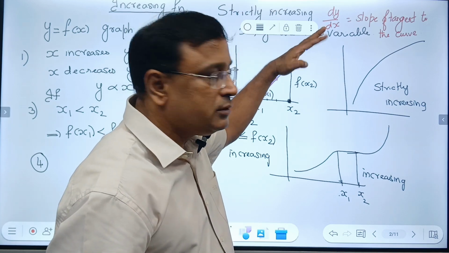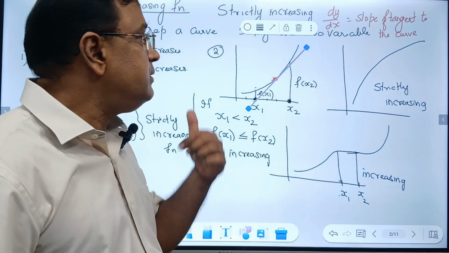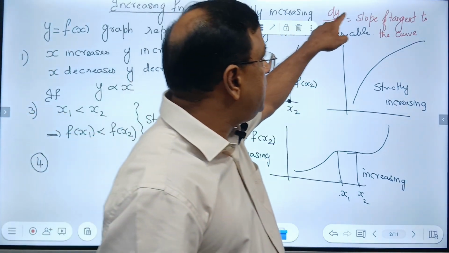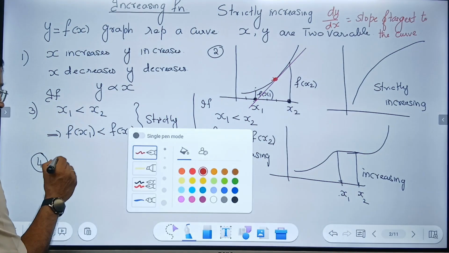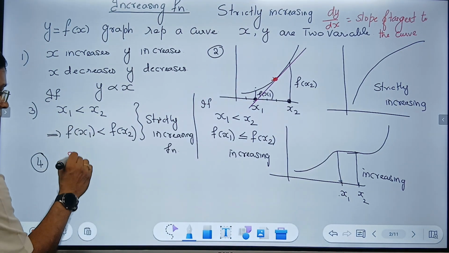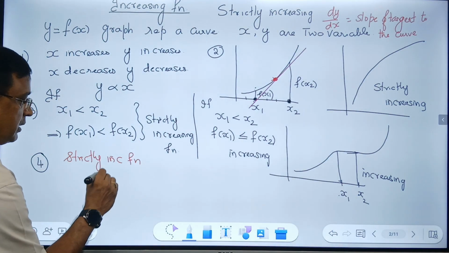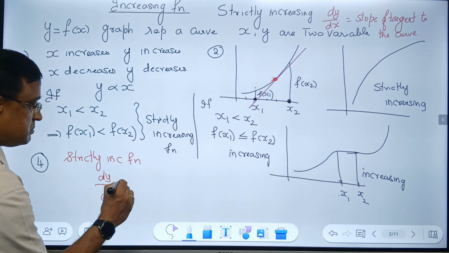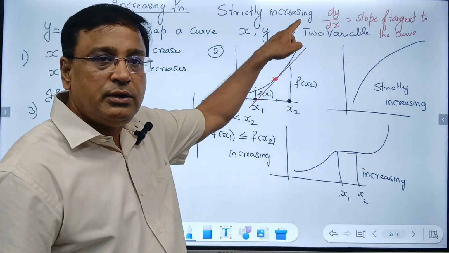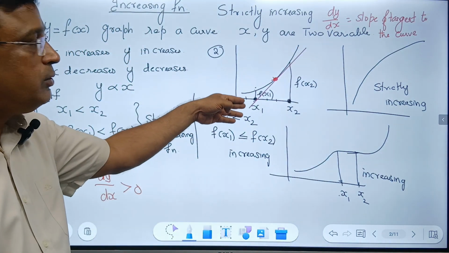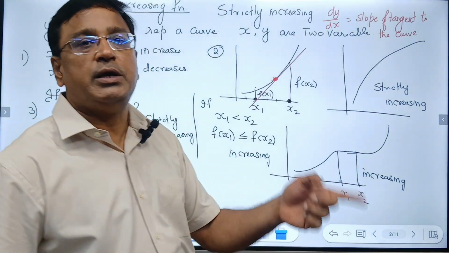When it is an acute angle, theta is less than 90. Slope, tan theta will always be positive. Tan theta corresponds to slope. Dy by dx also corresponds to slope. Therefore, for a strictly increasing function, dy by dx will always be positive. Why is it always positive? Because the tangent drawn to the increasing function will always make an acute angle with the positive direction of x-axis. Since the tangent makes an acute angle, its slope has to be positive.